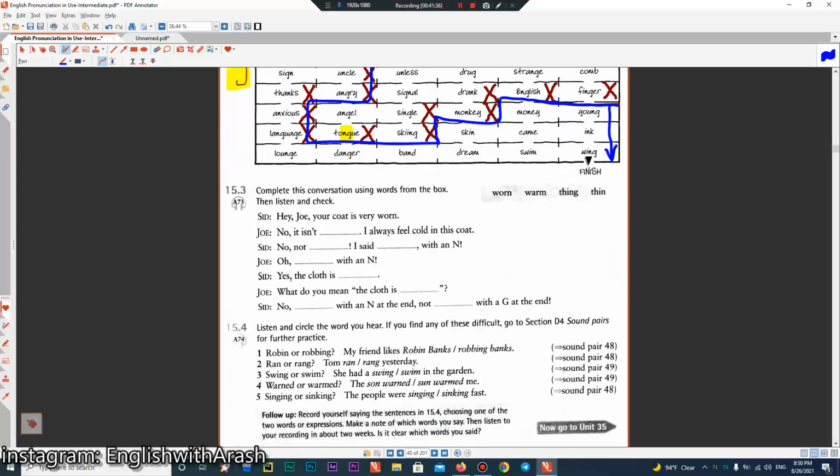Okay, let's go to the fill in the blanks part. Here you see 4 words on the right. You should fill in the blanks with these 4 words. So these are the blanks you see that you should fill. Listen and do it. It's not hard.